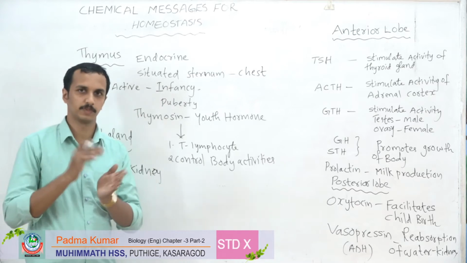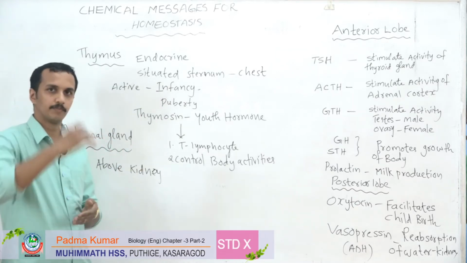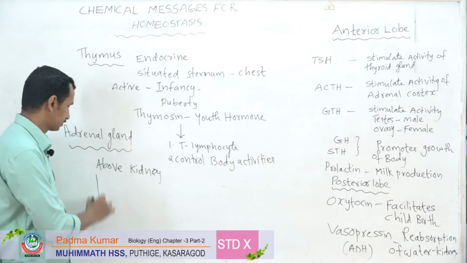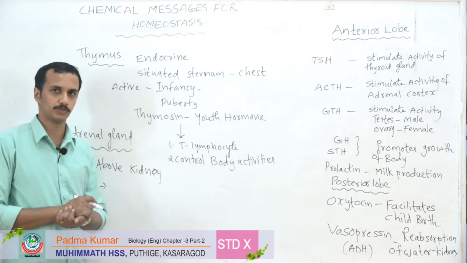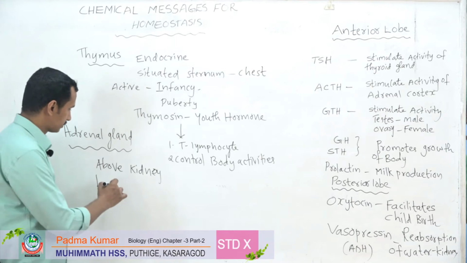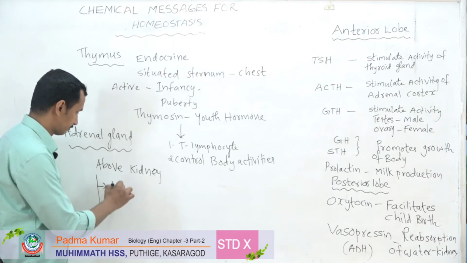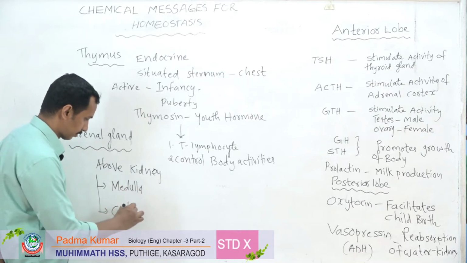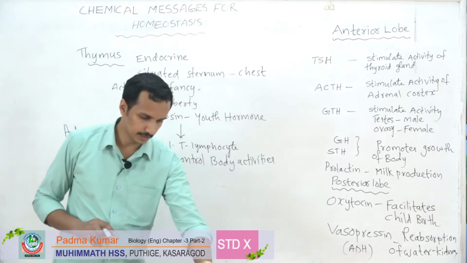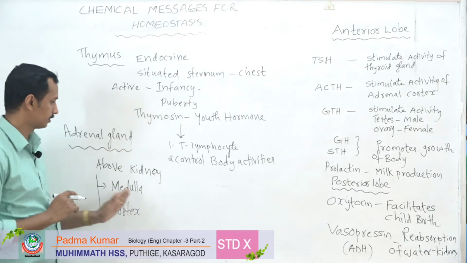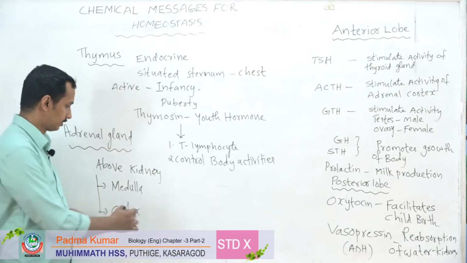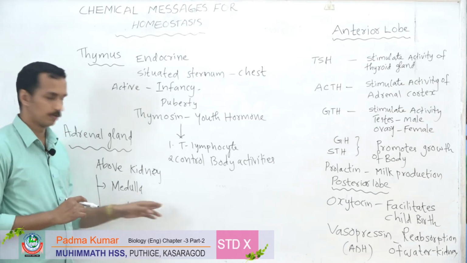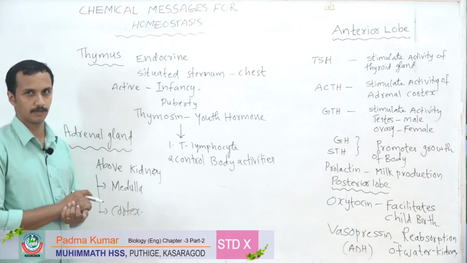The adrenal gland has two regions. What are they? You can classify it into two regions. The first region is called the medulla and the second region is called the cortex. The first region is the inner region, called the medulla, and the second region is called the cortex. In other words, the inner medulla and the second region, the outer cortex.